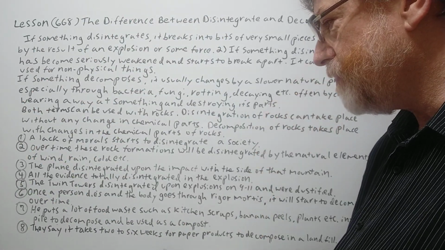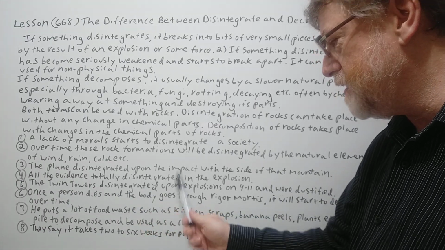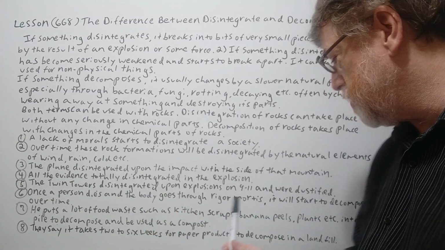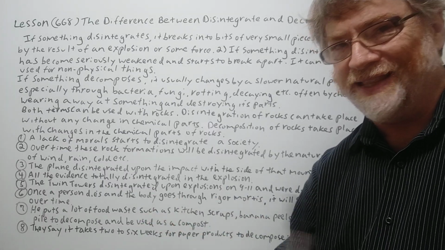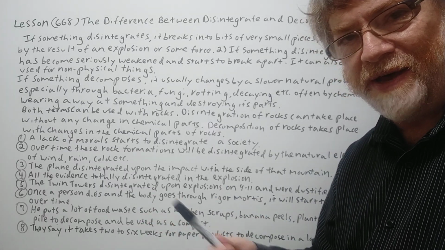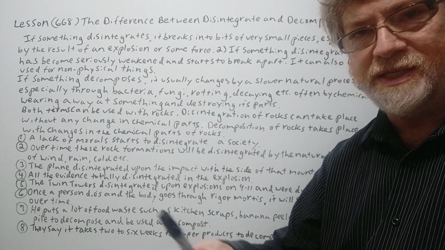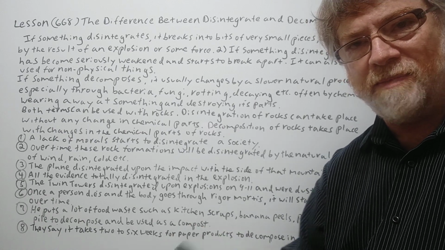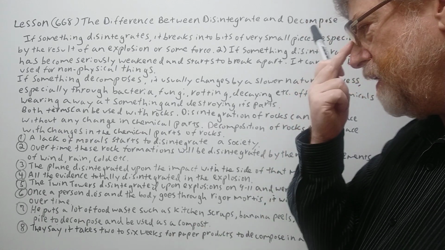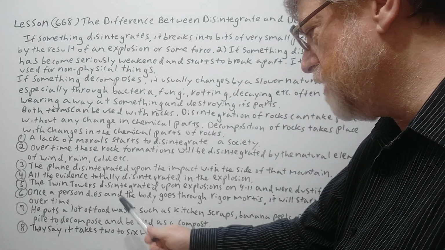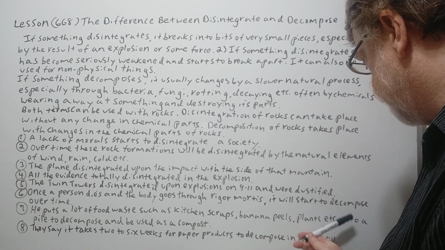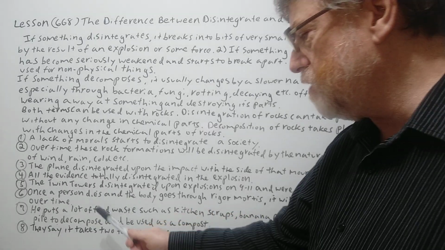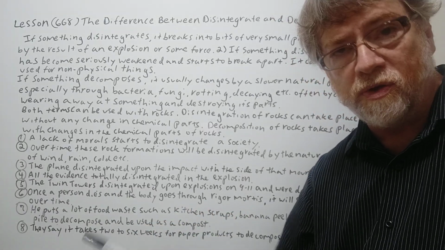All right. Number 6, once a person dies and the body goes through rigor mortis, it will start to decompose over time. There's a lot of chemical changes in the body. The body could start to bloat and smell and all kinds of chemical things happening in the body. All right, number 7, he puts a lot of food waste, such as kitchen scraps, banana peels, plants, etc., into a pile to decompose and become a compost.